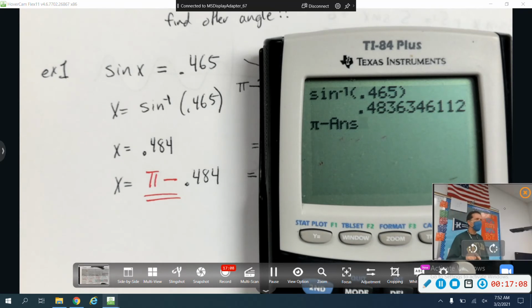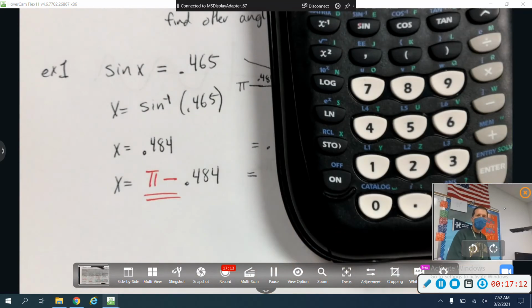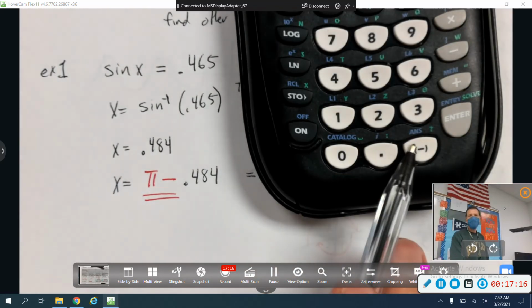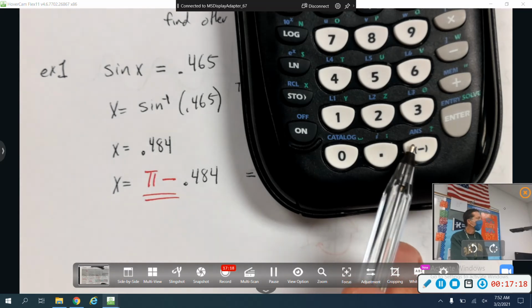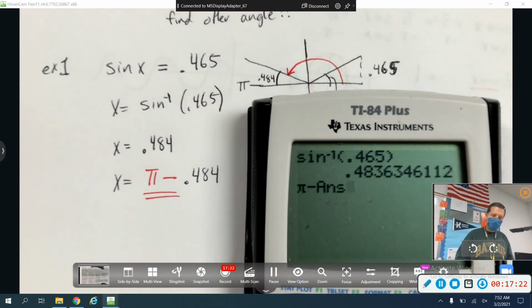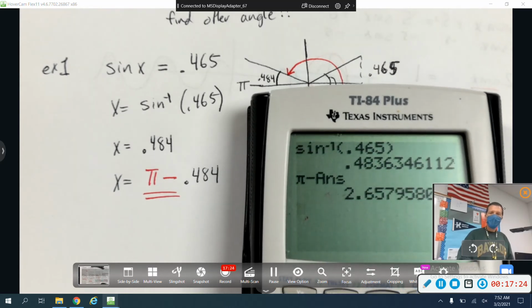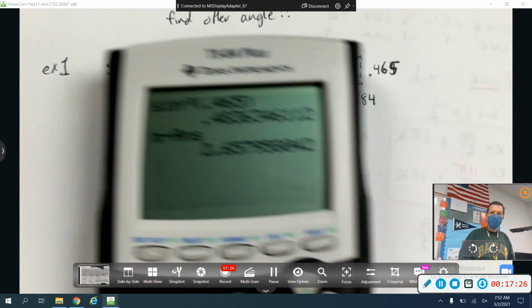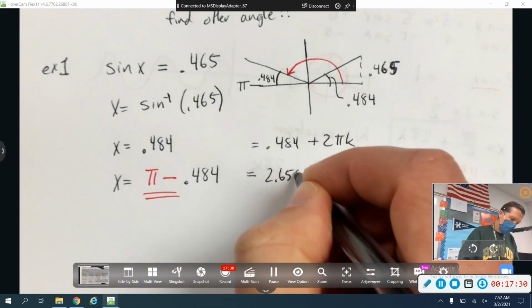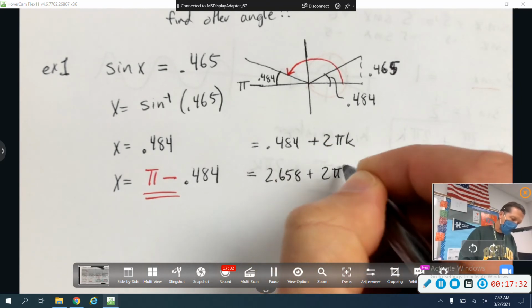You know where the answer button is on the calculator? One of the greatest buttons they put on the calculator. Down there at the bottom. So if you get something that you need and you don't want to type in all the decimals again, you hit answer and it'll use the most recent answer that you got. So 2.658 plus 2 pi k.